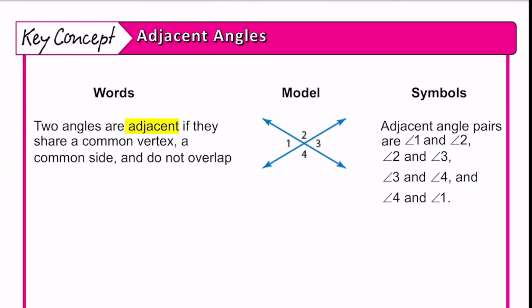All right. And another piece of vocabulary here is adjacent. So when two angles are adjacent, basically they're right next to each other. So they share a common vertex, a common side, and they do not overlap. So angle 1 and angle 2, angle 2 and 3, 3 and 4, and 4 and 1. They're right next to each other. They are considered adjacent in this model here.